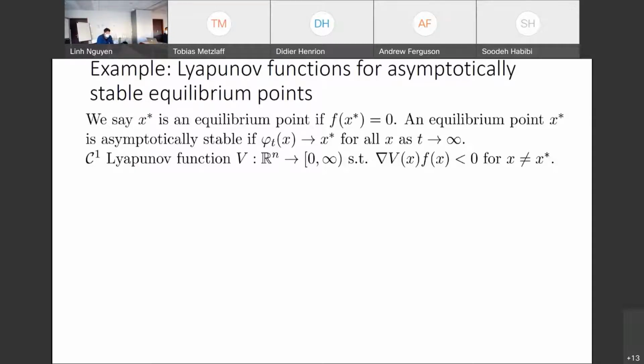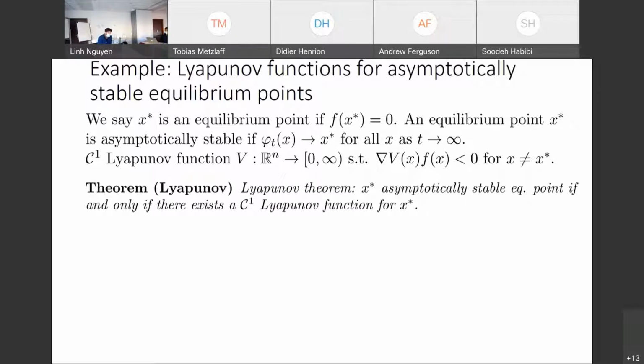And a Lyapunov function is a non-negative function, here say one function, such that this gradient here is negative. So that means the V typically represents the energy, and that means energy is decaying in time. Now we'll use this following theorem by Lyapunov. It says that X is asymptotically stable if and only if there exists a C1 Lyapunov function for X. So that's a very intimate connection.